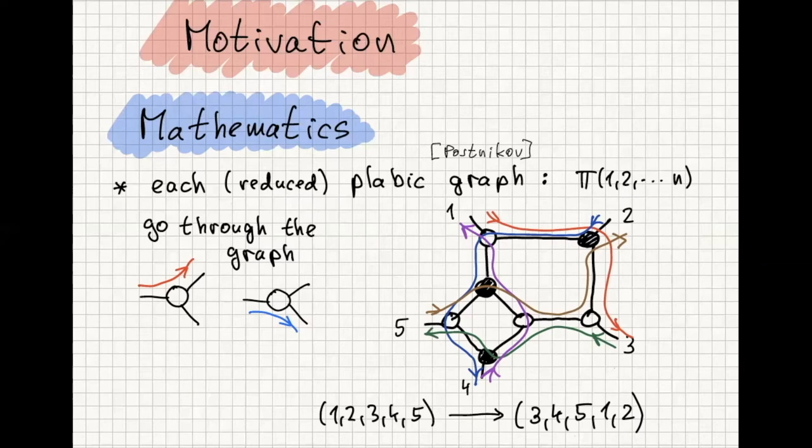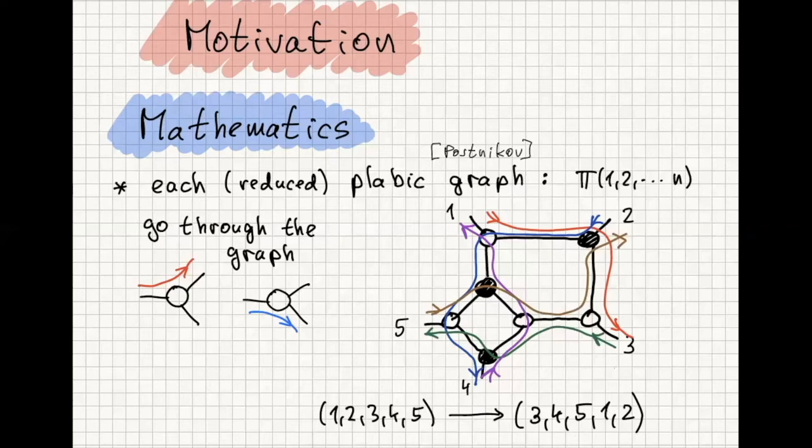But here, what is known is that if you take a plabic graph, and it must satisfy some condition, be reduced, hopefully some of you might know what a reduced graph is, but it's not that important for us. But some special subset of these plabic graphs is in one-to-one correspondence with permutations, modulo some identity moves, which I will mention in a second. And you draw a graph, and there are certain rules for how to read off the permutation.